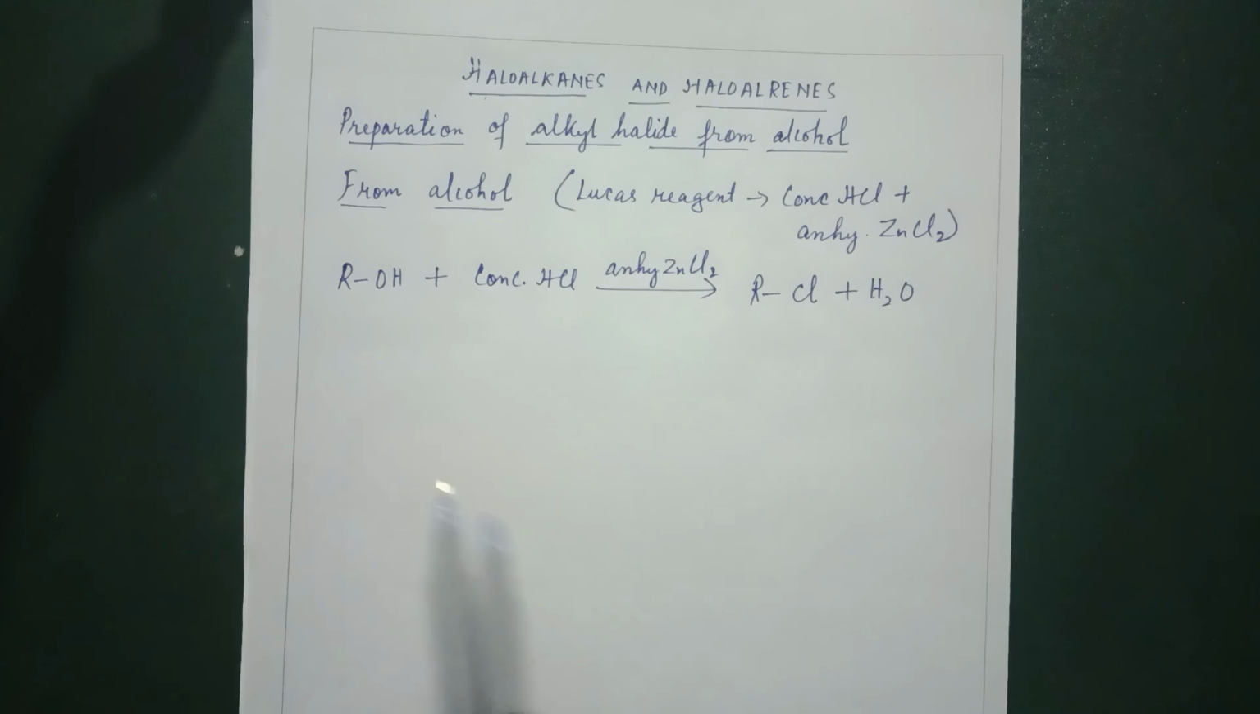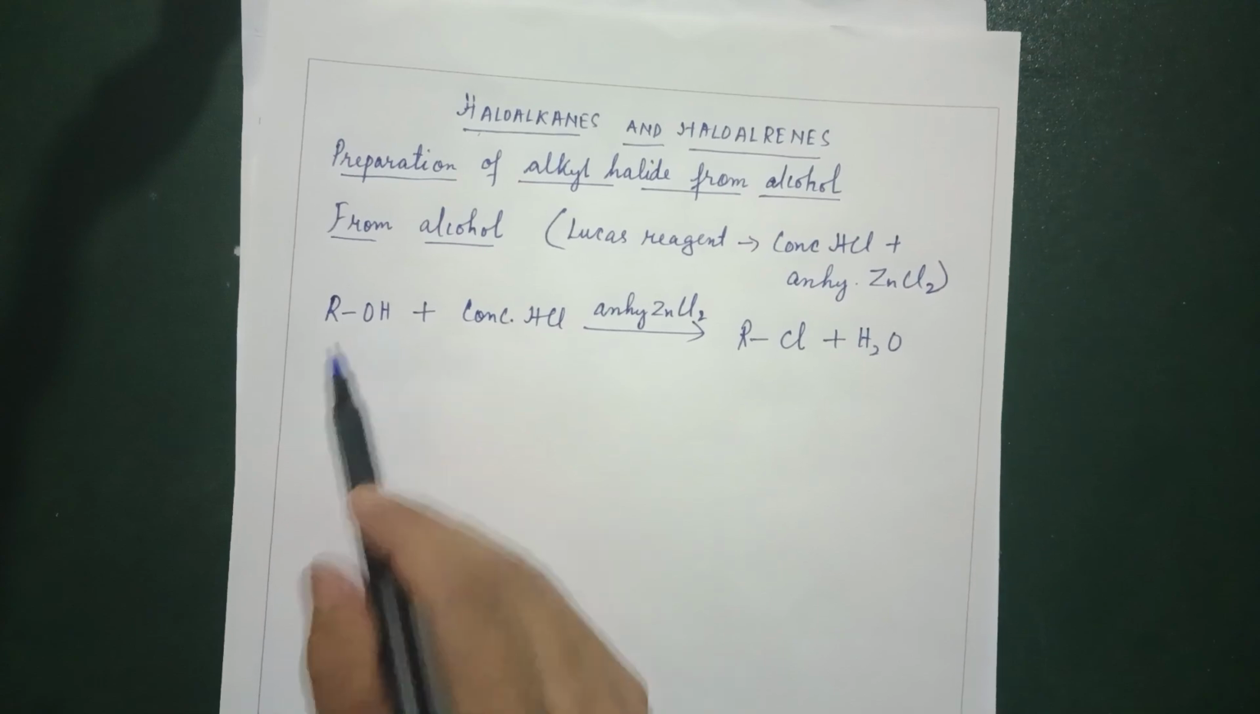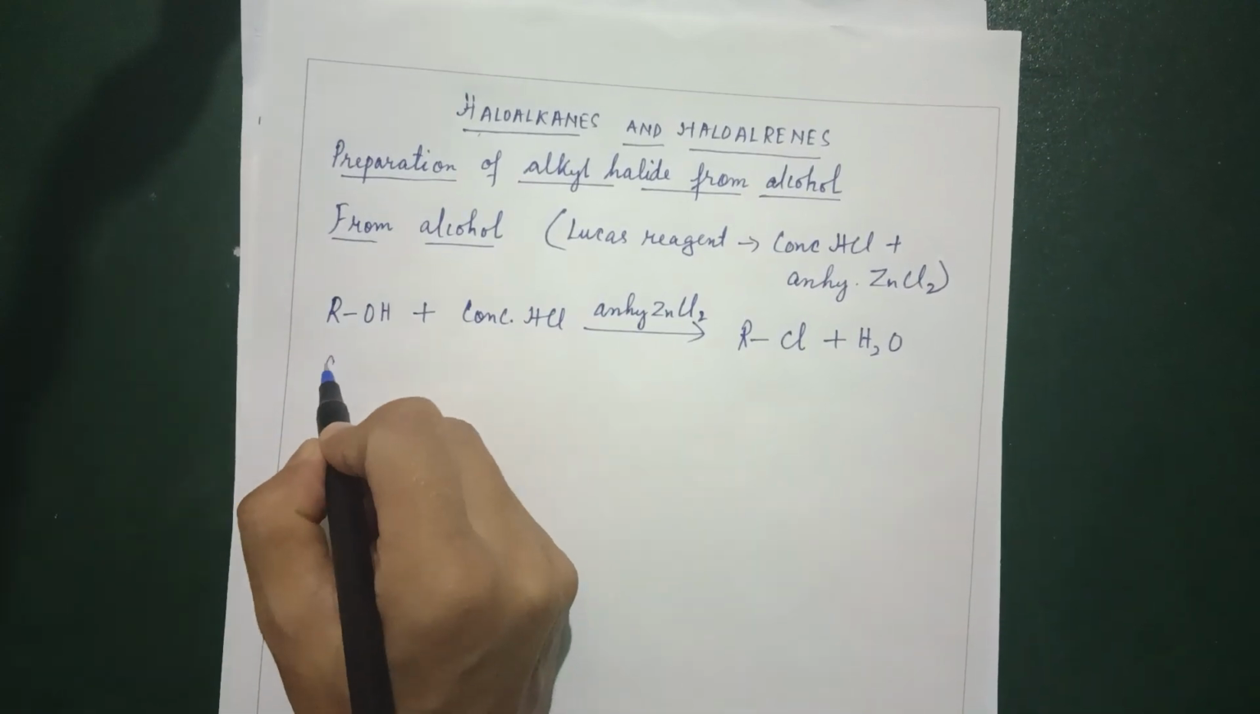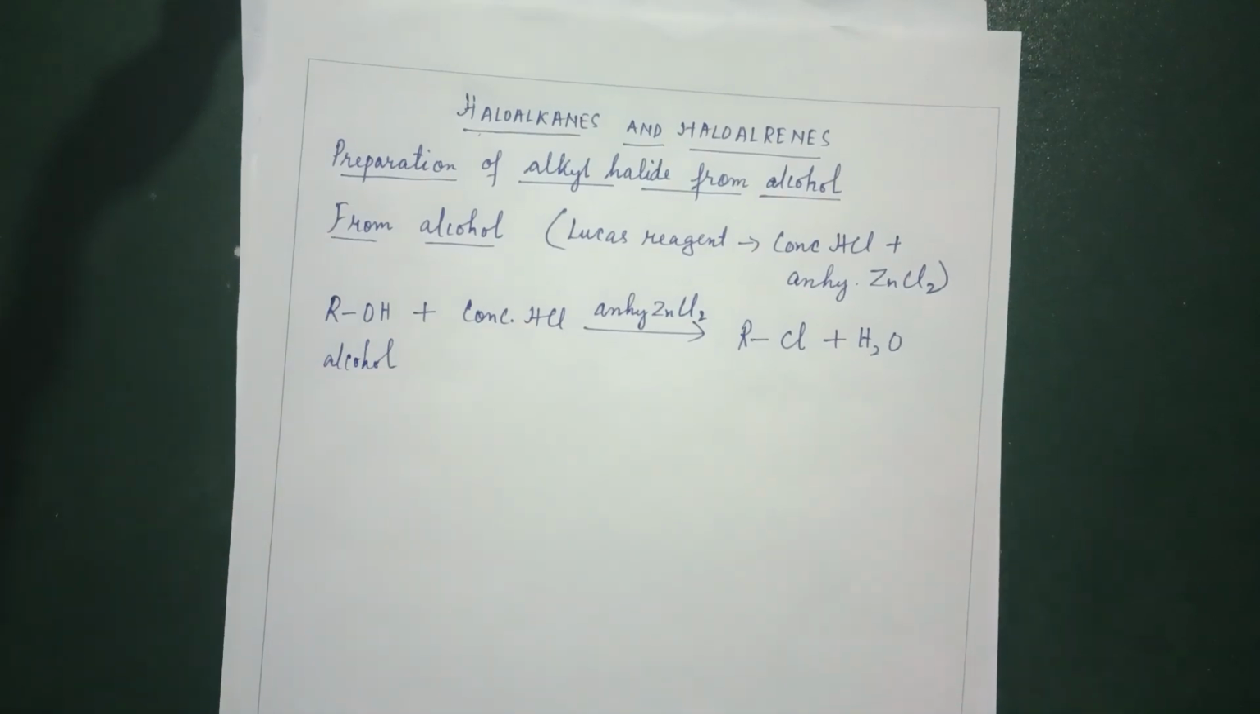Now let us take alcohol first. The general formula of alcohol is R bond OH. So this is your general formula, so this is your alcohol. What is this R? This R is called your alkyl group.